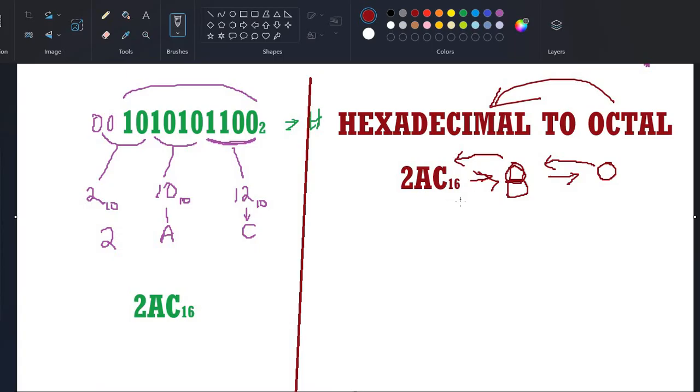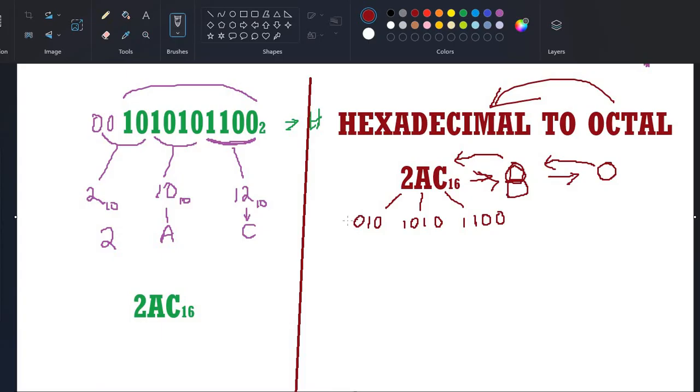So 2AC to the base 16. First of all, you need to convert this number into a binary number, right? So how will you do that? We already know the binary equivalents, so we will not calculate them again. 2 means 10. A means 1010. And C means 1100. Okay, these are the binary equivalents for these digits.